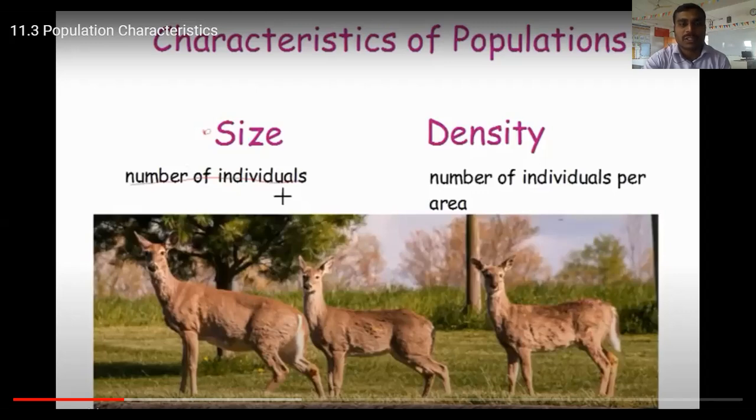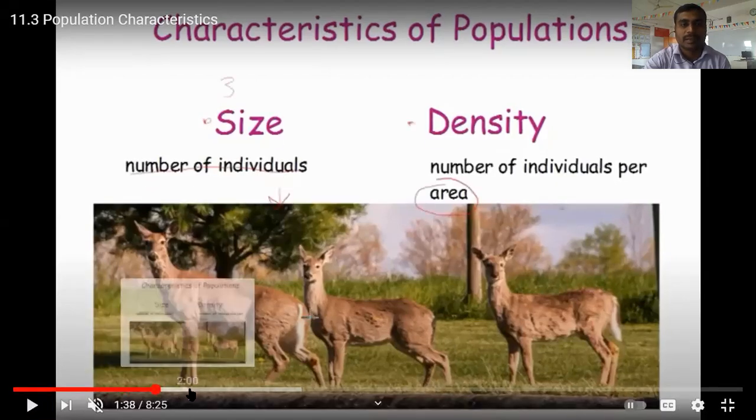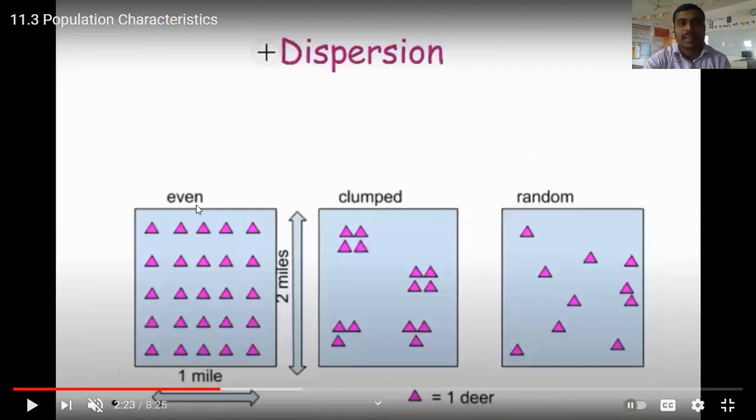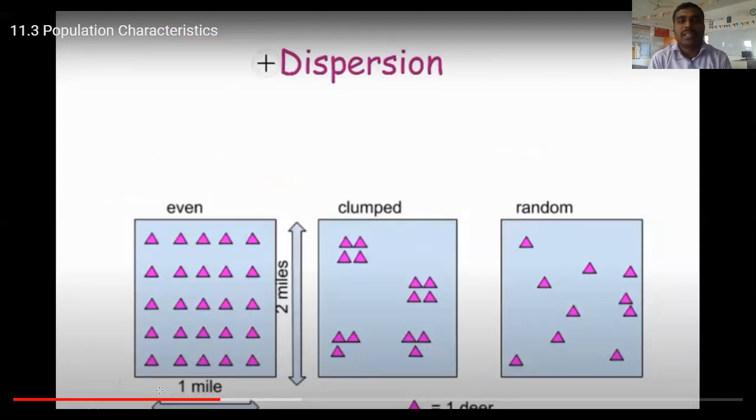Then we will see the next character of population, that is dispersion. What is dispersion? Look here in the diagram. There are three types of dispersion: even dispersion, clumped, and random are shown. Dispersion is the spatial pattern of individuals in a population in relation to one another. How individuals are distributed or dispersed in that area is called dispersion.